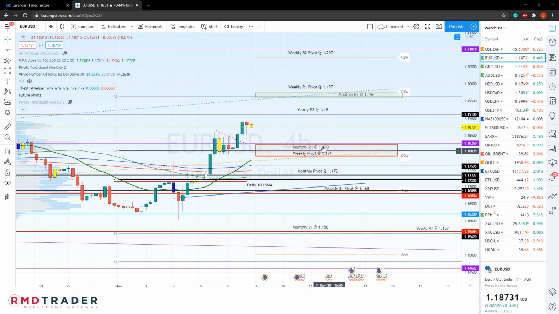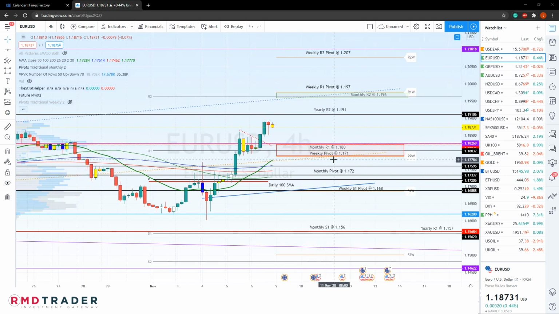Also worth noting that the area of support for this week would be our monthly R1 and weekly pivot. Those are both in this area highlighted in red, and that is between 1.171 and 1.180. That means that if price were to move back into this area and find some support, we can expect that next leg up. Of course, if price breaks below this weekly pivot, the next areas of support would again be our monthly pivot at 1.172 and this daily 100 SMA that is projected over here.